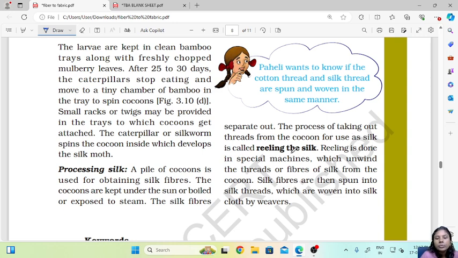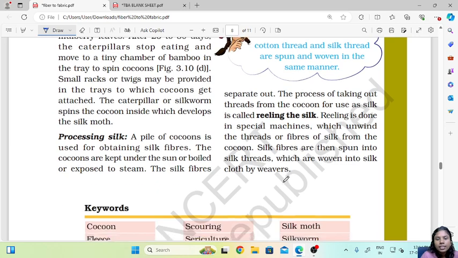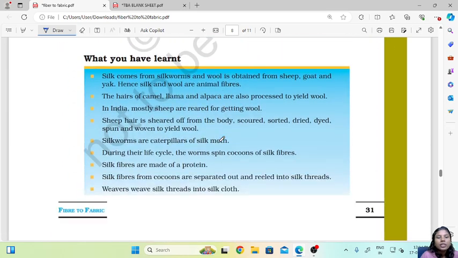Reeling is done in special machines which unwind the threads or fibers of silk from the cocoon. Silk fibers are then spun into silk threads which are woven into silk cloth by weavers. So that is how we get the silk fibers. So that was it for this chapter. We'll quickly revise what we have done in this chapter.